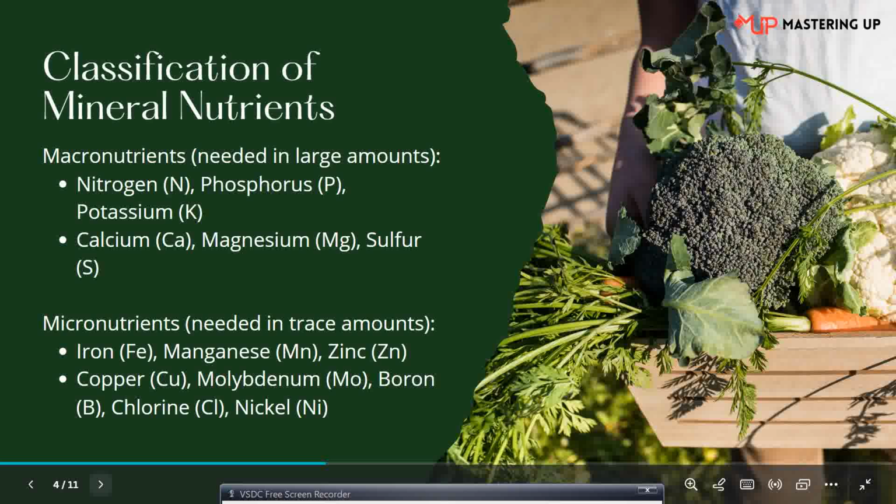Carbon, hydrogen and oxygen are also a part of macronutrients, but they are absorbed through different ways. So these are the nutrients that are absorbed from the soil. Carbon, hydrogen, oxygen, they are obtained through water, carbon dioxide and all.